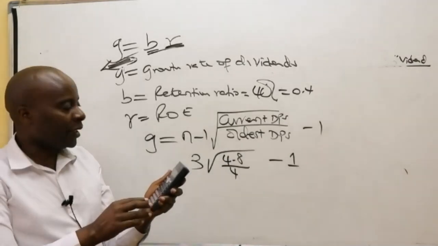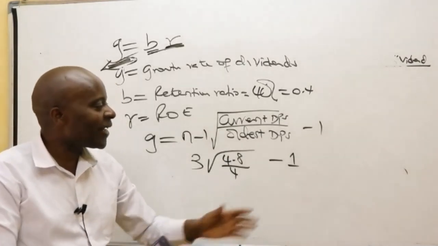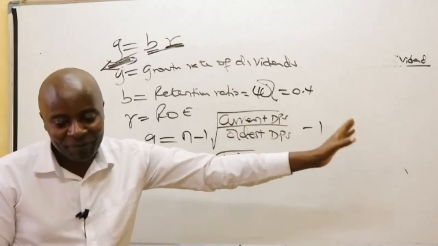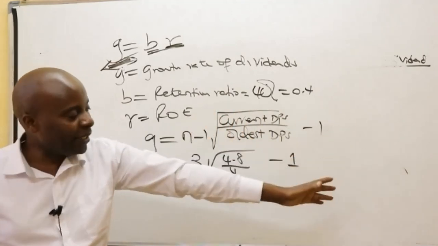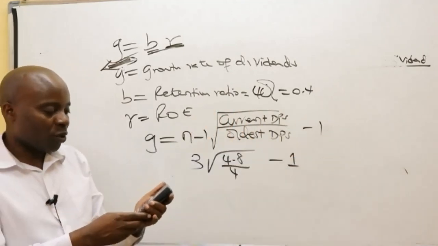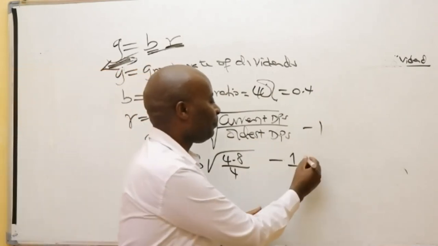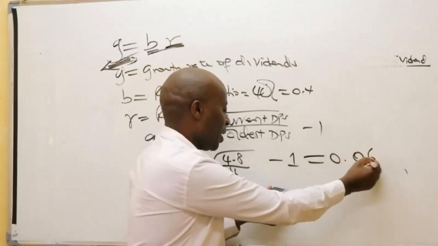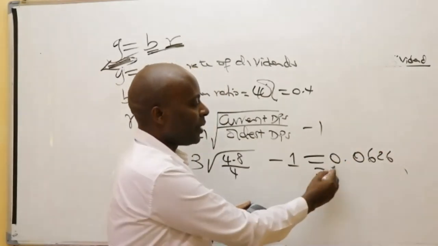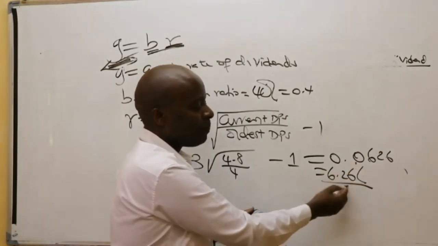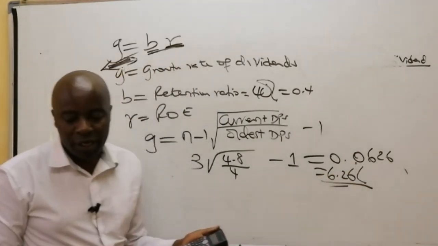Of course, after getting that, I'll come and subtract this 1. The 1 is independent. So minus 1. What figure are we getting? We are getting 0.0626, which is the same as 6.26 percent.